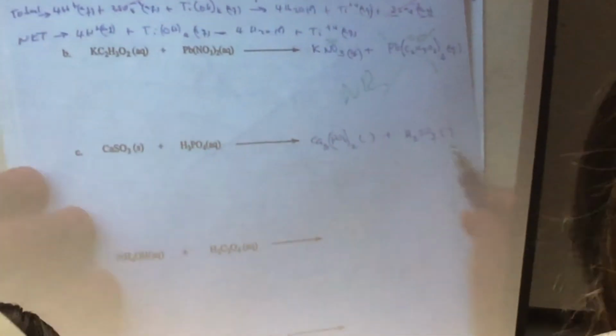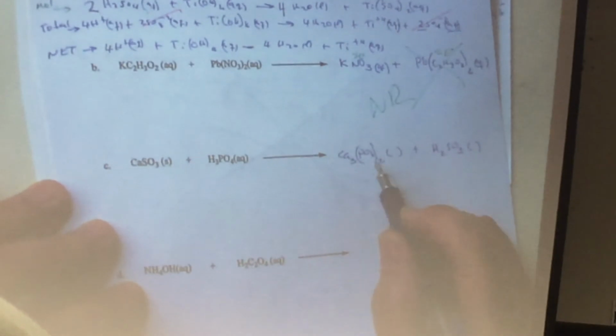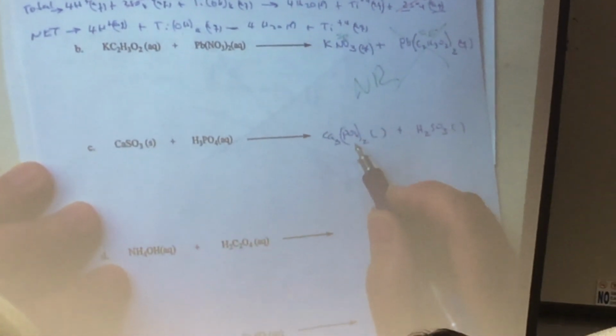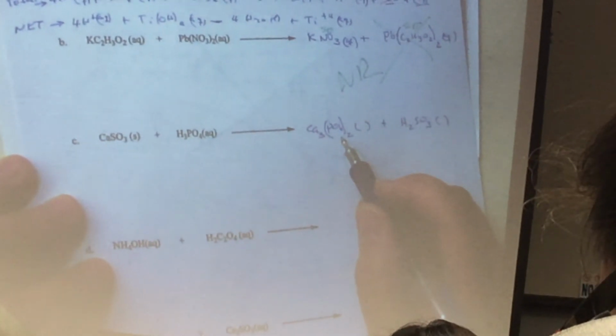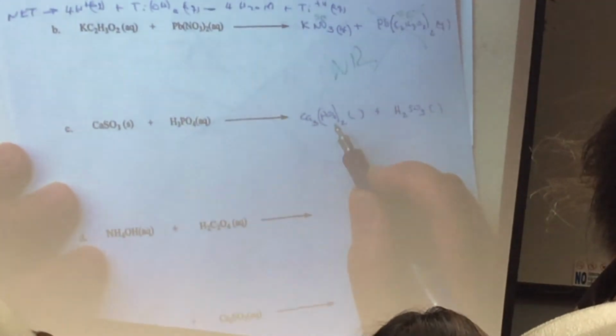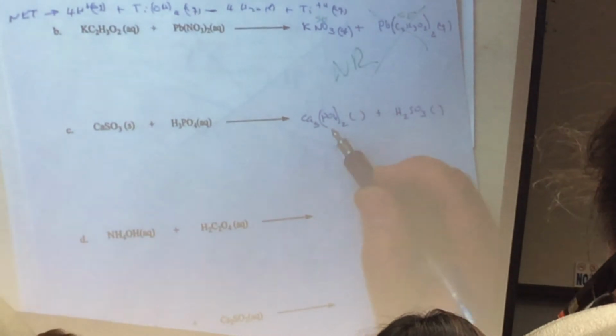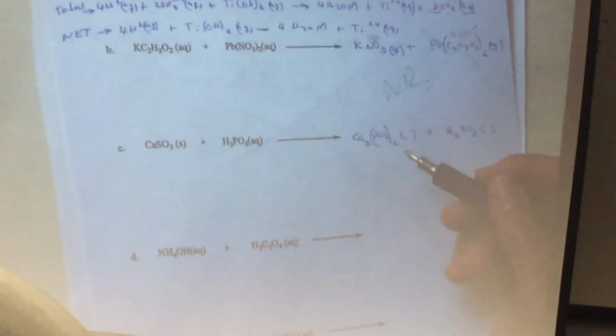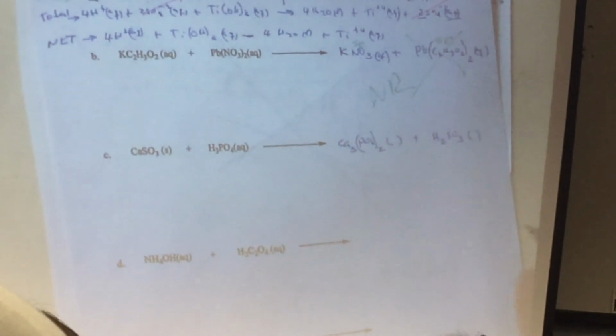What do you got? What's this? It's a salt. Where do I look? Solubility rules. So, soluble or insoluble? Insoluble. Remember calcium phosphate? The major component of our bones. It's better that it's not soluble. Why do you put the 2 after PO4?